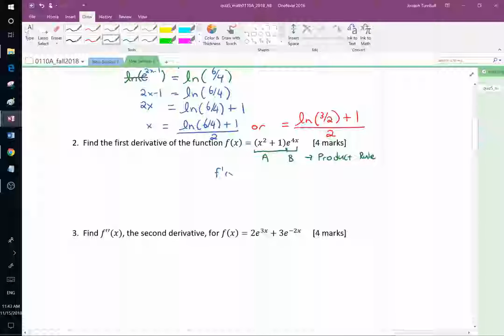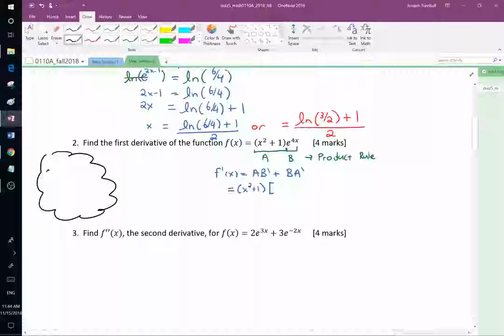Anyway, f prime of x, if we have two functions multiplied together, a and b, the derivative will be a times b prime plus b times a prime. So a is x squared plus 1, b prime. So I'm going to write down some rules that we're going to use for derivatives as they come up.